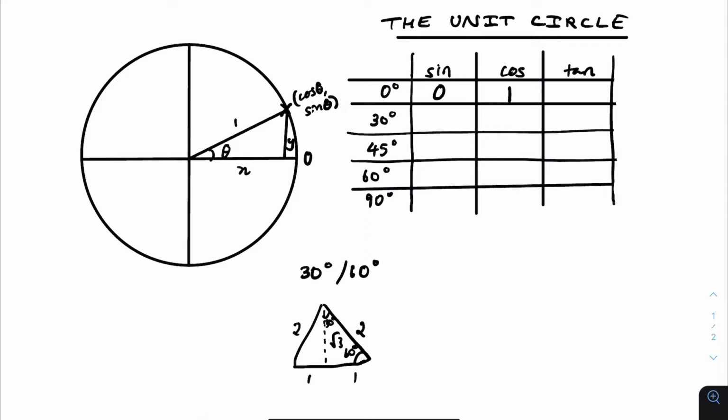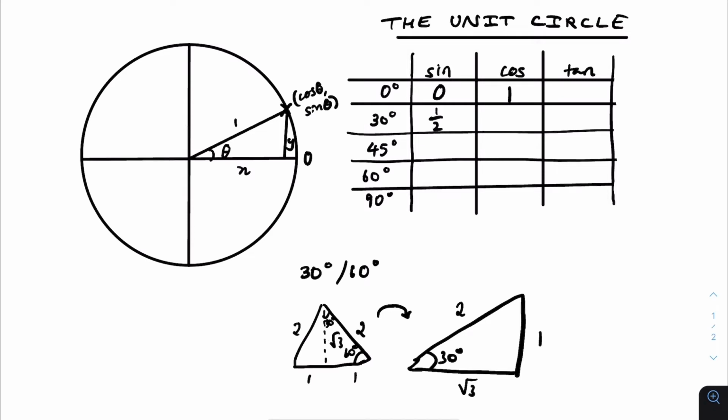So sine of 30 is, I'm just going to enlarge this triangle. If you put the triangle on its side, where this is 30 degrees, just basically rotate it, then we have the opposite is 1, and the hypotenuse is 2. We know that the adjacent is root 3. So that means sine of 30 is opposite over hypotenuse, which is 1 over 2, so half. Cosine is adjacent over hypotenuse, so it's root 3 over 2.